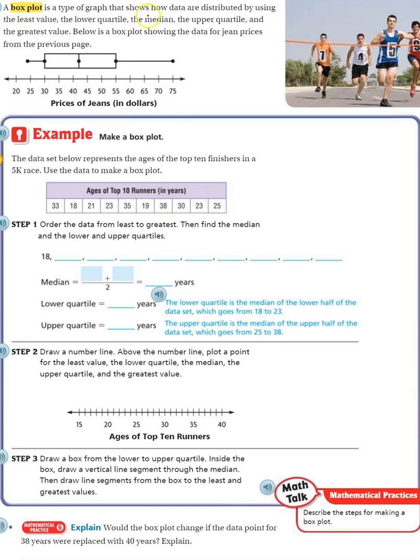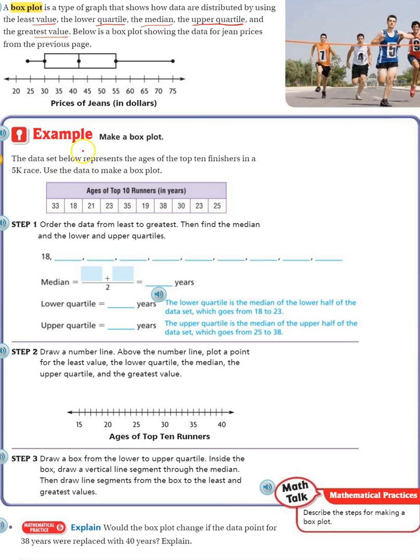Okay, a box plot is a type of graph that shows how data are distributed by using the least value, the lower quartile, the median, the upper quartile, and the greatest value. Below is a box plot showing data for gene prices from the previous page. So this is the least value. This is the lower quartile, this is the median, this is the upper quartile, and this is the greatest value. So all those things that we underline.